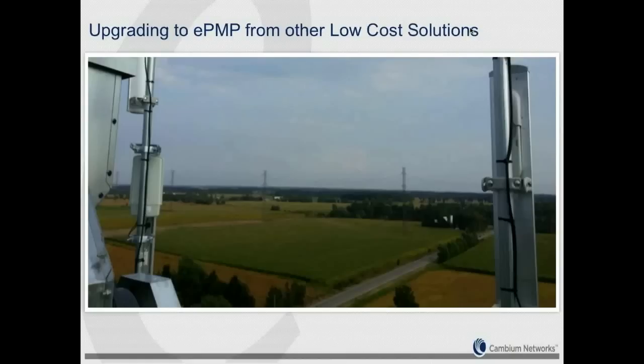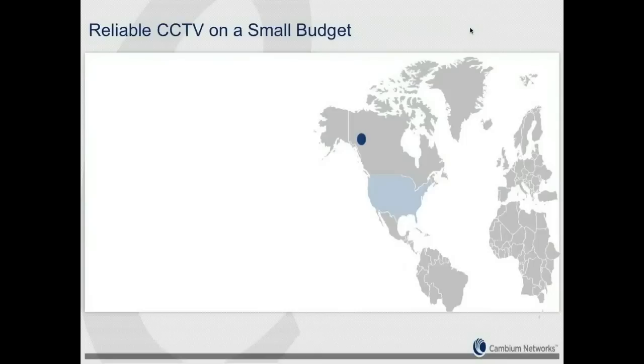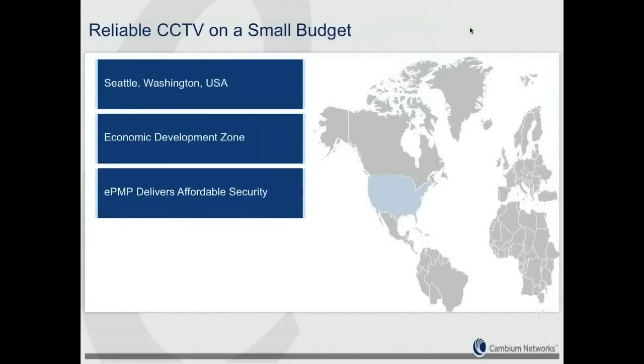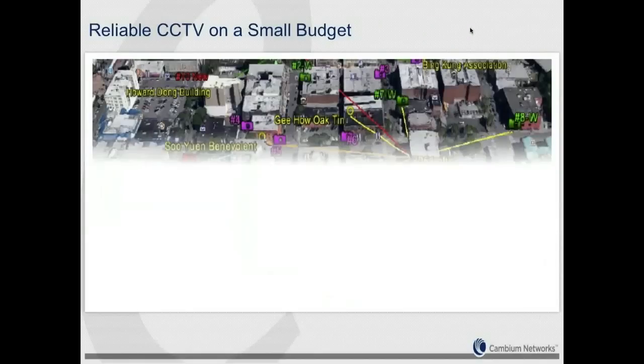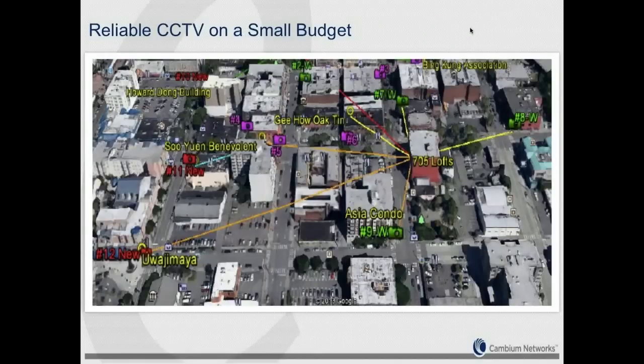Some quick screen captures on the right side, ePMP. Video surveillance in Chinatown in Seattle, Economic Development Zone. ePMPs were connected up short distances. This is something that's been running for almost 2 years now. We've had no issues, very reliable, and the cameras are working great.